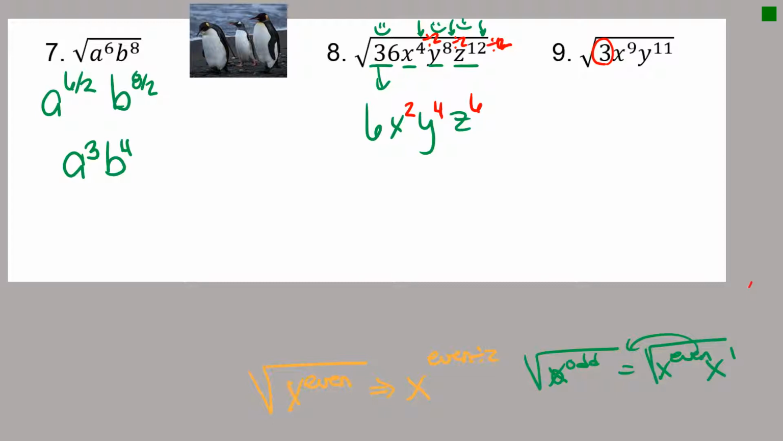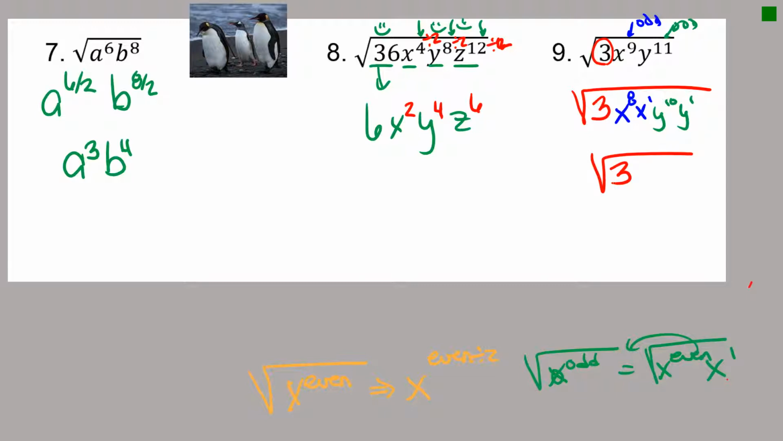For number 9, the first thing I'm going to look at is that 3. 3 is a prime number. It cannot be simplified. So I'm going to leave the 3 inside. I'm also going to rewrite the x because it is odd. So I'm going to rewrite it as x to the 8th and x to the 1st. I'm going to rewrite the y because it is also odd as y to the 10th and y to the 1st. The square root of 3, there is absolutely nothing I can do with it. It stays inside as 3.